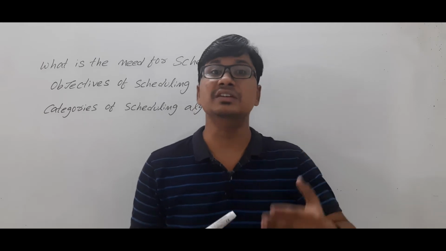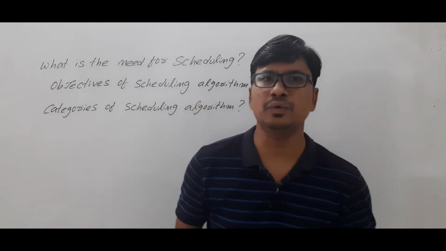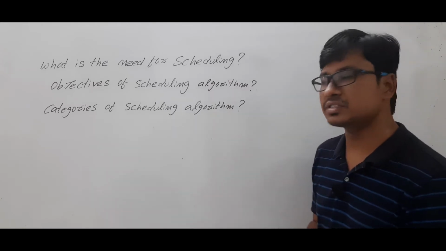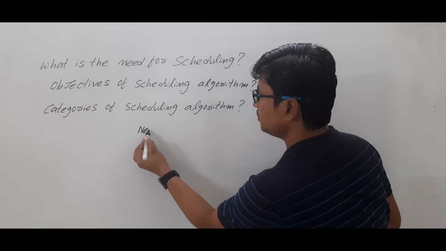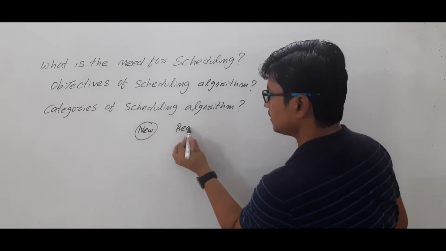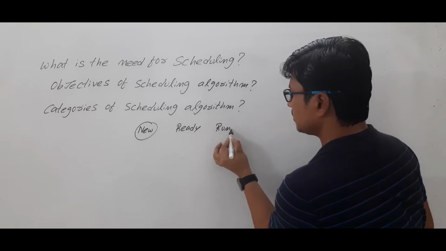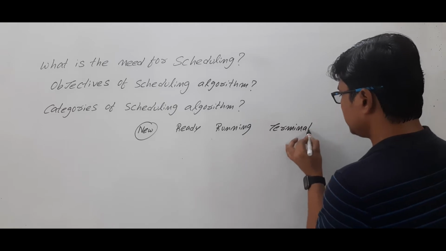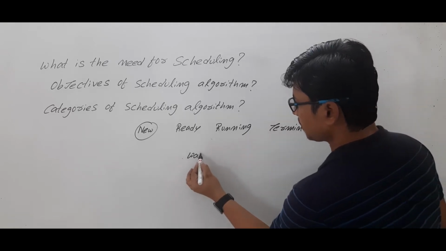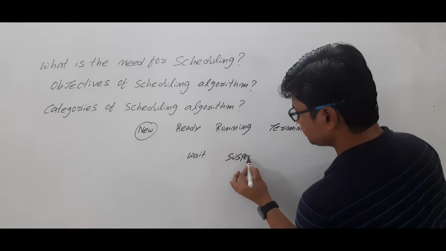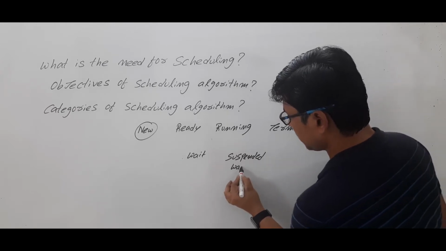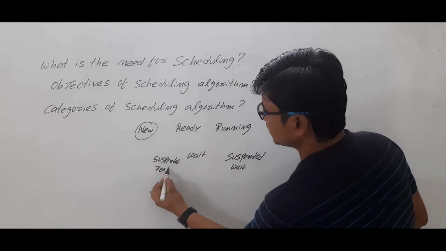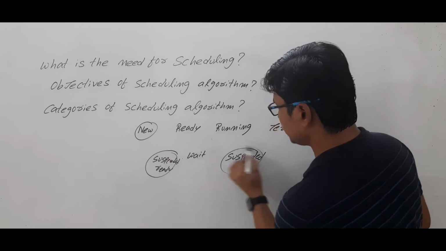First, let me discuss what the need for a scheduling algorithm is. To discuss that, I need to draw all the states in a process state diagram. Totally we have 7 states. They are new, ready, running, terminated, wait, suspended wait, and then suspended ready. These are the 7 states that will be there in a process state diagram.